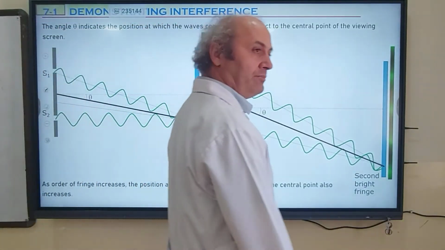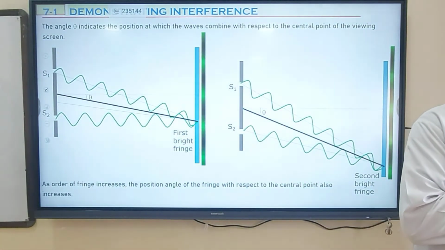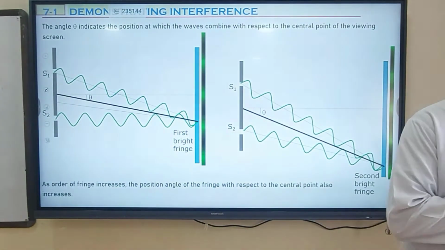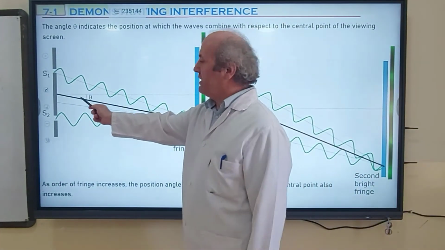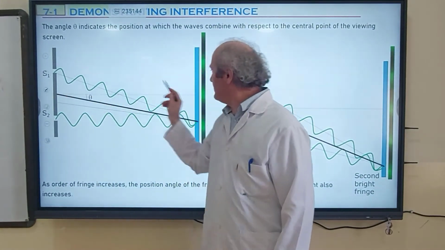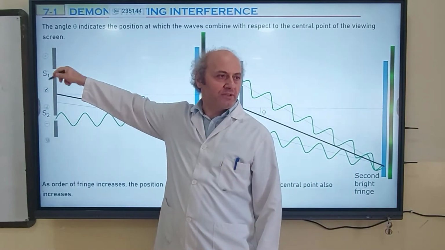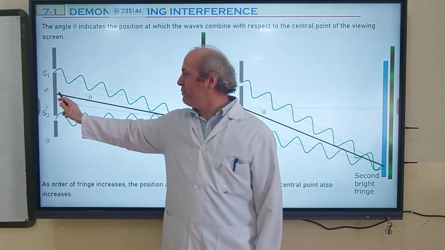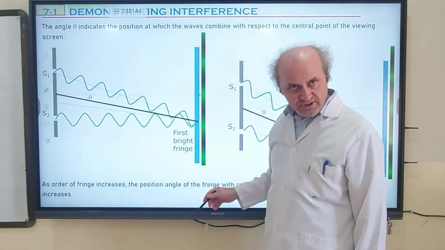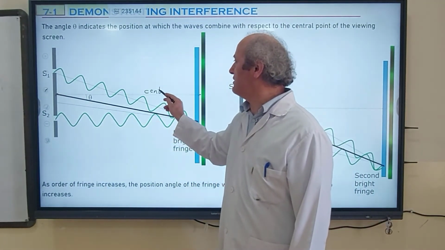Now we are going to define the position of each fringe by some angle, angle theta in here. Which is angle theta? Angle theta is the angle between the line joining the central bright fringe to the midpoint of the sources. You are going to draw a line from the midpoint of the sources to the center of the screen, which is the central bright fringe. So this line is sometimes called the central line.